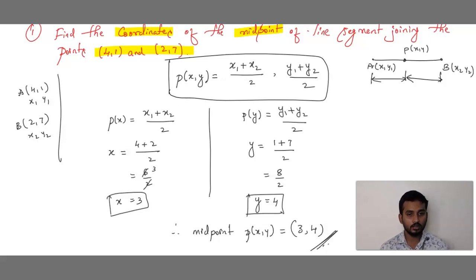Is this clear? Understood? You have to use the midpoint formula. (x1 plus x2) by 2 is the x coordinate. (y1 plus y2) by 2 is the y coordinate. So find x separately, find y separately. Then that's nothing but (x, y). I hope you all have understood this problem. Let me solve the next question, number 2.